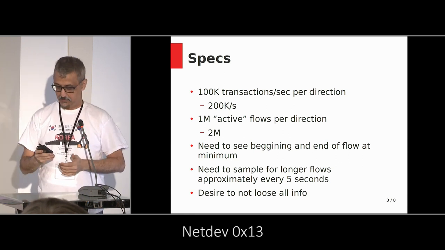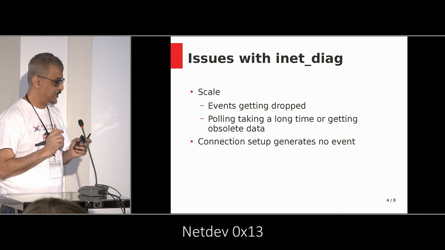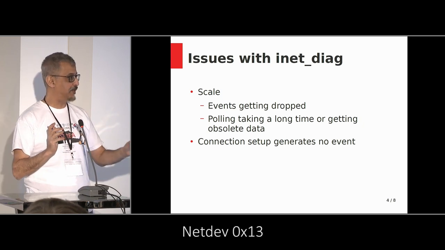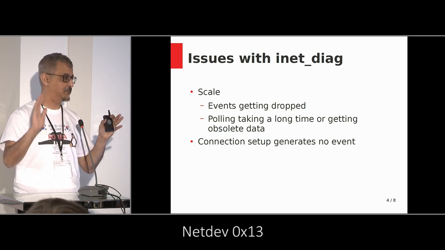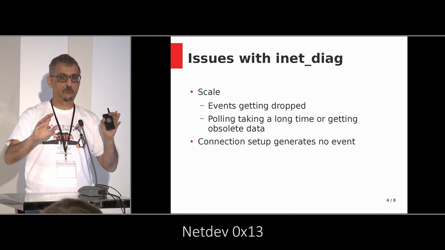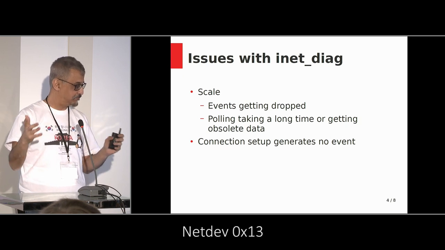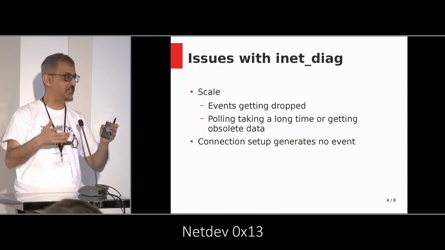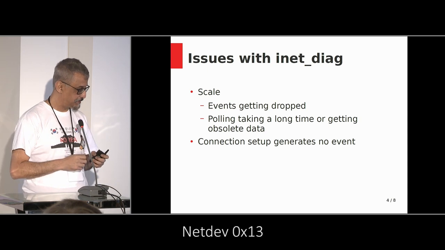Okay. So, issues with INET diag: events get dropped, right? You can see that from the sheer number of those flows, closing about 200,000 a second, hitting TCP close, that you're bound to lose events. This is a broadcast bus. So polling takes a long time. When you have 2 million flows you're polling, you could start putting filters, but even then there's challenges that I'm going to talk about in a second.